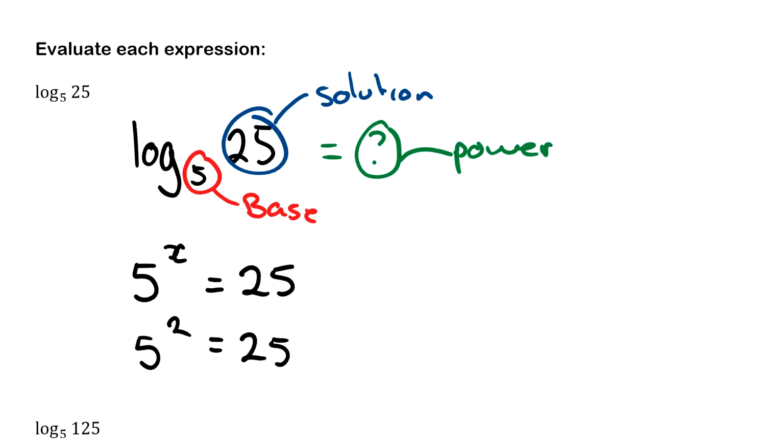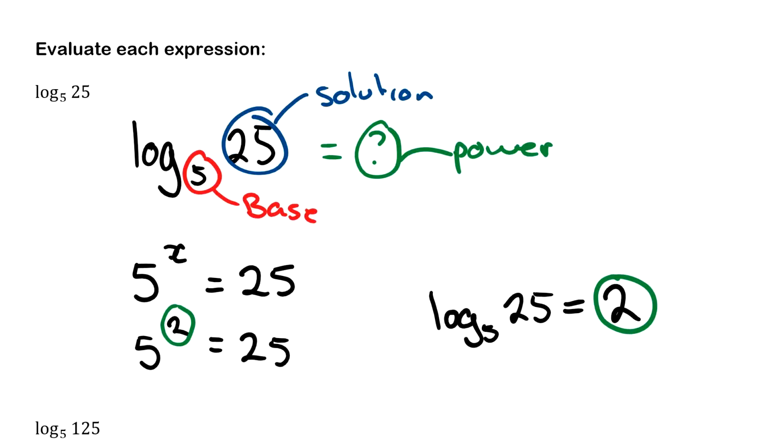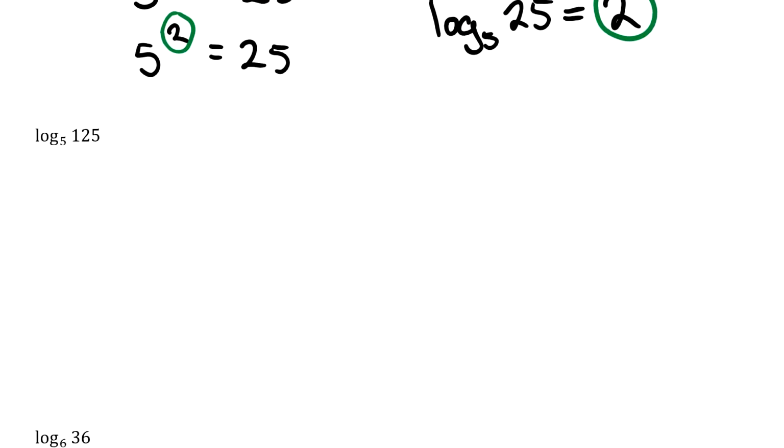So my solution, right, this here is like your working. My solution is going to be log base 5 of 25 equals 2. Because remember, that's my power. So at the moment, we're kind of just guessing and checking. If you don't get it in the first one, do another one, trying to get closer and closer till you get it. All right, so here's another one.